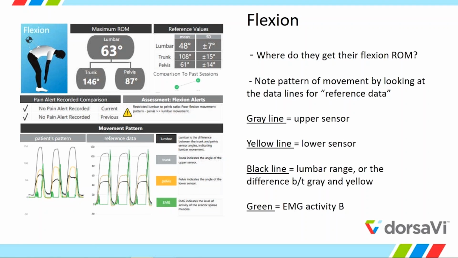So lumbar flexion is the same setup for reporting, and we'll go through this just so we can really get grounded on what we're looking at here. So the reference values say that normal lumbar flexion in my age group is 48 degrees. I had 63 degrees of lumbar flexion. You can see that in the normative population, the trunk sensor tends to go through an average of 108 degrees of space from start to end. And the pelvic sensor goes through 61 degrees. So if you take 108 minus 61, it's 48.